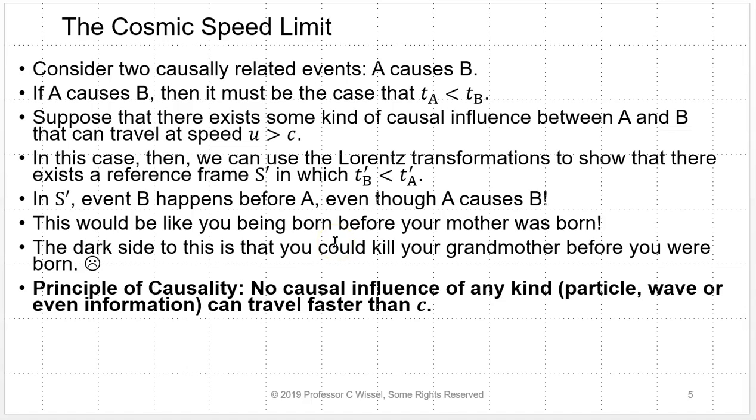Consider two causally related events. A causes B. If A causes B, then it must be the case that tA must occur before tB. So tA is less than tB. In other words, event A has to happen first. Suppose that there exists some kind of causal influence between A and B that can travel at a speed u greater than c. In this case, we can use the Lorentz transformation to show that there exists a reference frame S prime in which tB prime is less than tA prime. In S prime, event B occurs before A, even though A causes B.